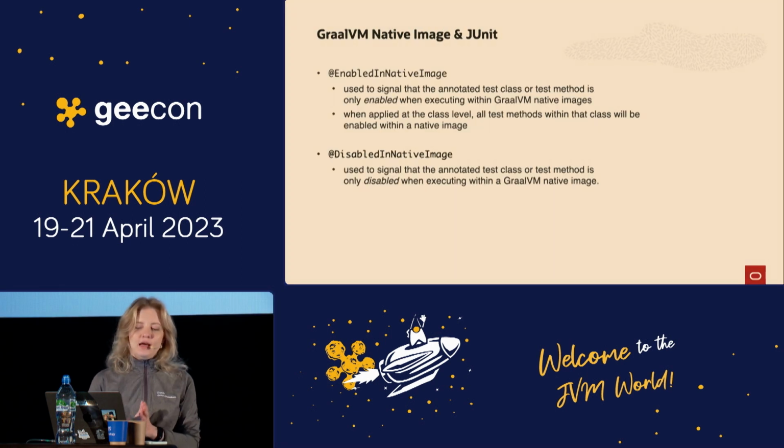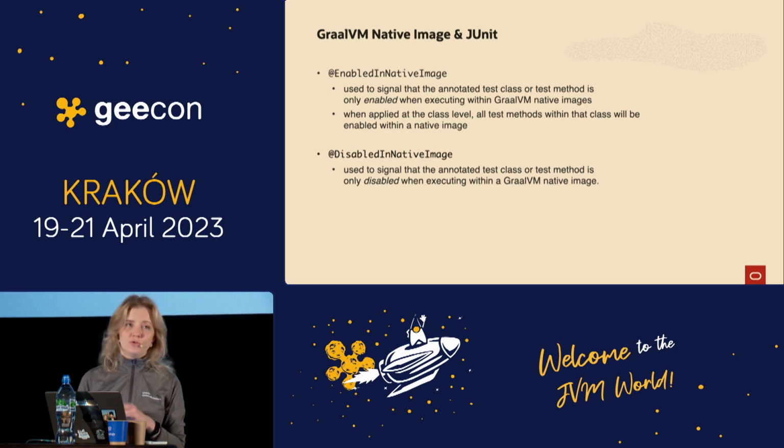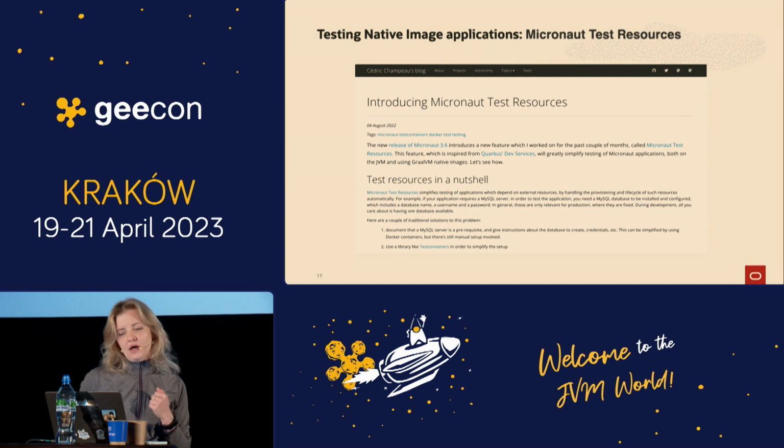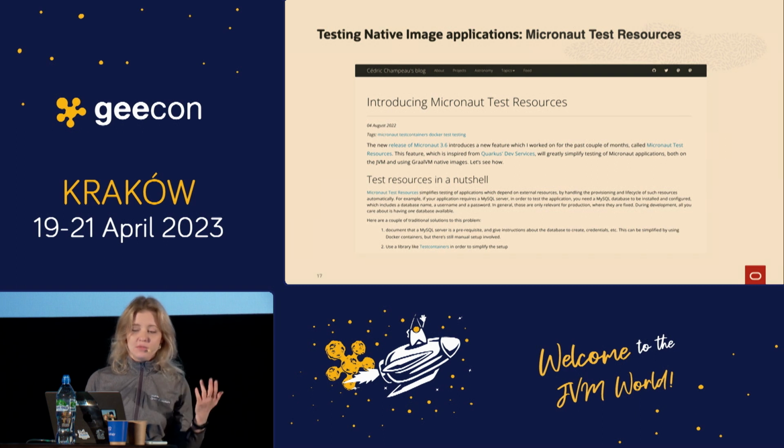OK, and another helpful thing in terms of testing is that recently there was this announcement from the JUnit team that they introduced two new annotations that are specific to native image, enabling or disabling native image testing, that you can use for your classes and methods if you want to test your application in the native image mode specifically. So we looked at the smaller app and how we can test it in general in native image mode.